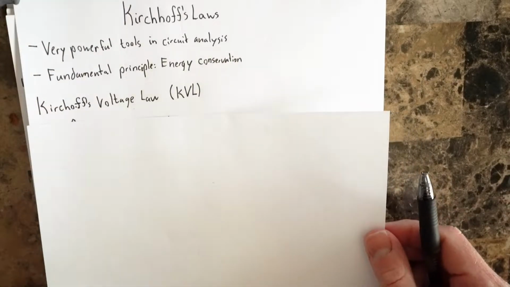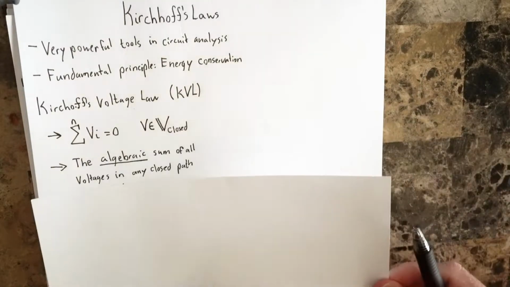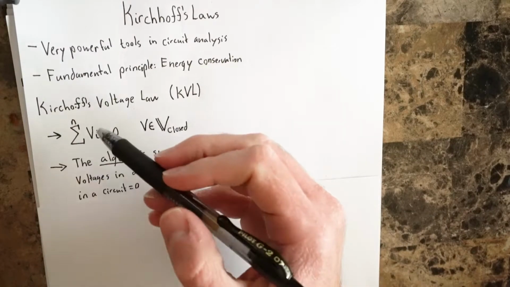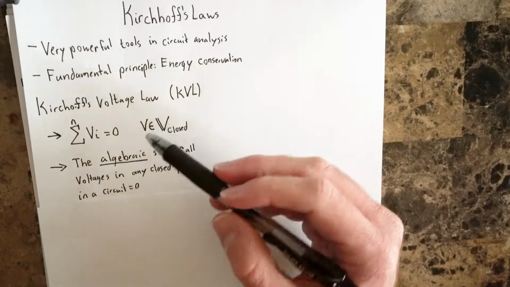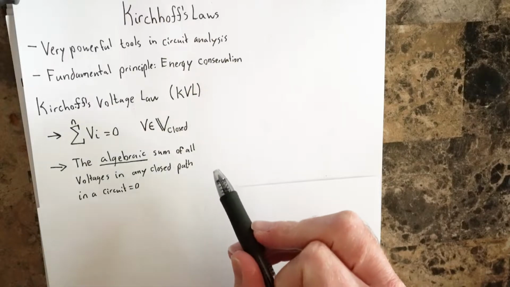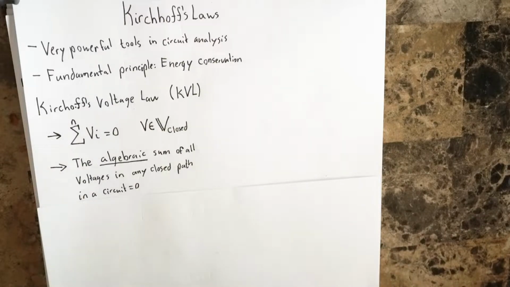So let's introduce Kirchhoff's voltage law. Kirchhoff's voltage law essentially states that the sum of all voltages around any closed loop within a circuit must equal 0. That's the algebraic sum of all voltages in any closed path in a circuit equals 0, which means that the polarity, or the positive or negative nature of the voltage, matters here.